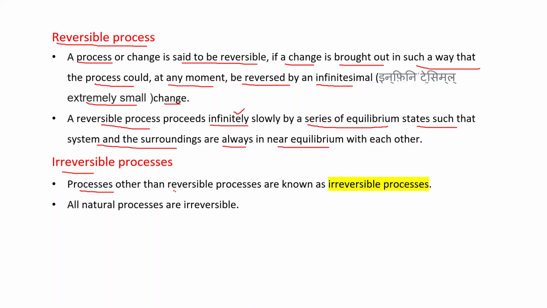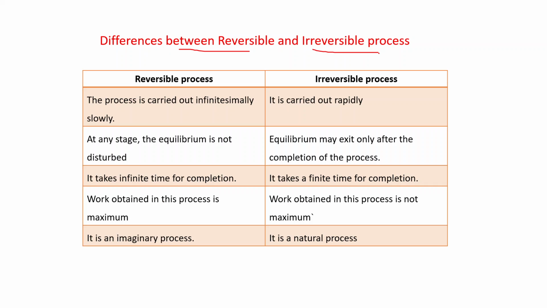Irreversible process. Processes other than reversible processes are known as irreversible processes, and all natural processes are irreversible. Now just see the differences between reversible and irreversible processes. A reversible process is carried out infinitesimally slowly, while an irreversible process is carried out rapidly. In a reversible process, at any stage the equilibrium is not disturbed. In an irreversible process, equilibrium may exist only after the completion of the process. A reversible process takes infinite time for completion, while an irreversible process takes a finite time. In a reversible process, the work obtained is maximum, while in an irreversible process the work obtained is not maximum. A reversible process is imaginary, while an irreversible process is natural.